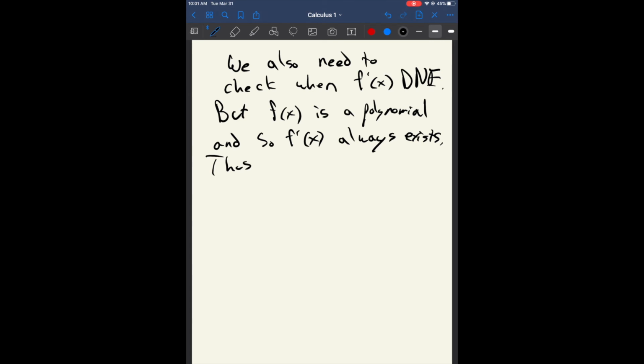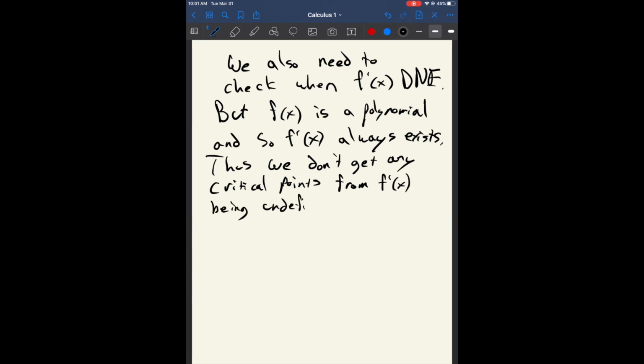This means we don't get any critical points from the derivative being undefined. So it was totally enough to just check where the derivative was equal to 0. But there will be examples where the derivative being undefined gives us some critical points. You'll see some of those on your online homework, and I hope you'll ask me questions about those at some point during our class session.